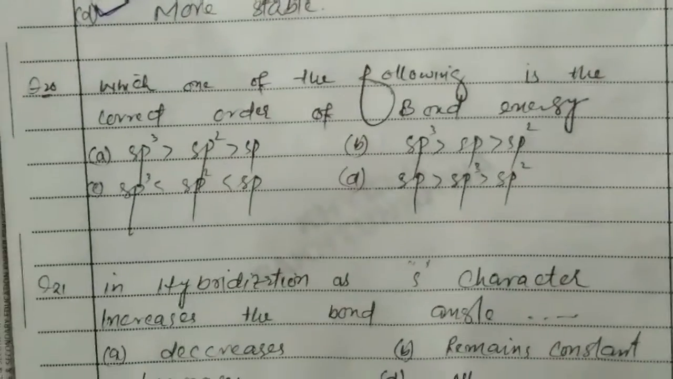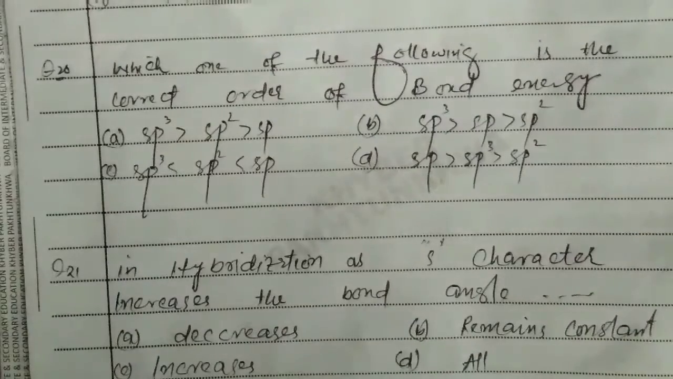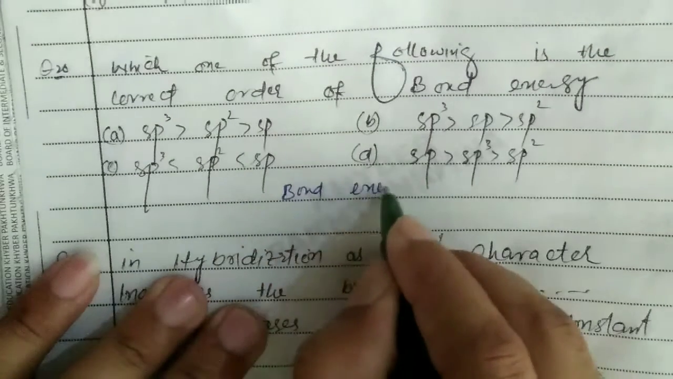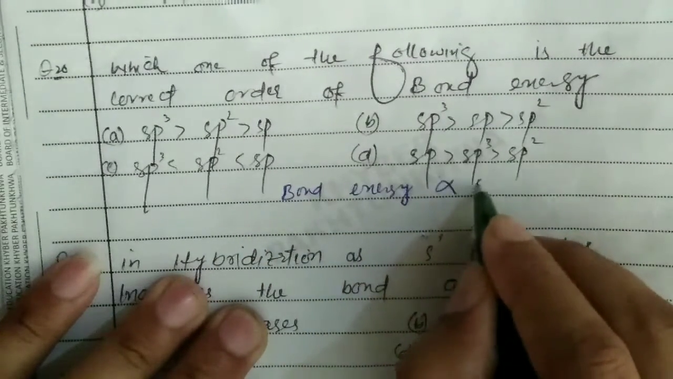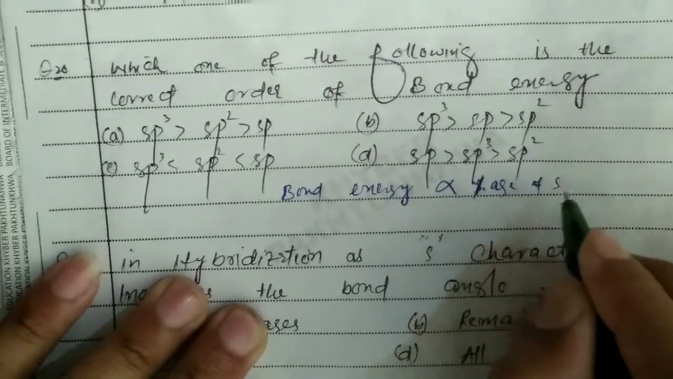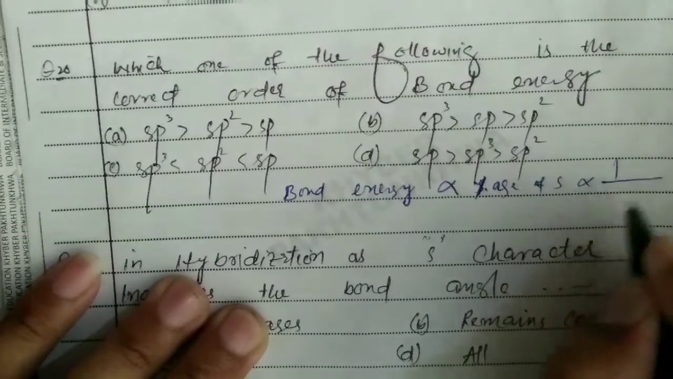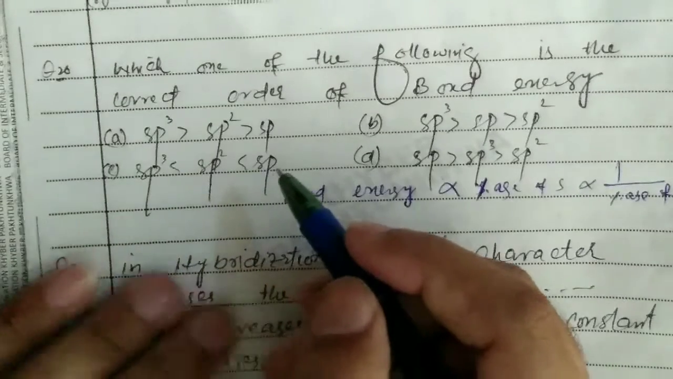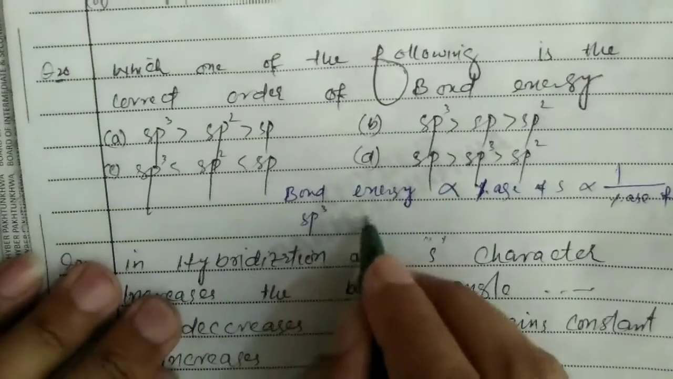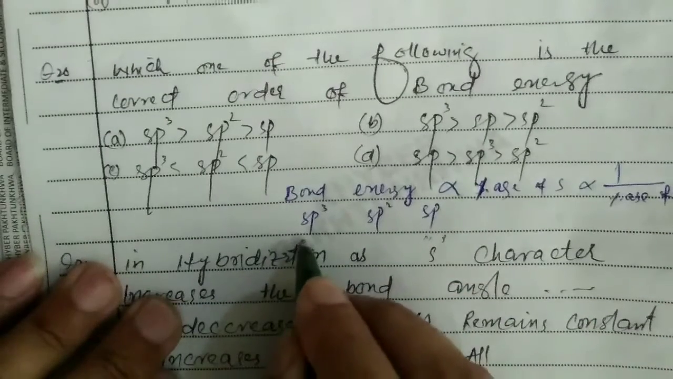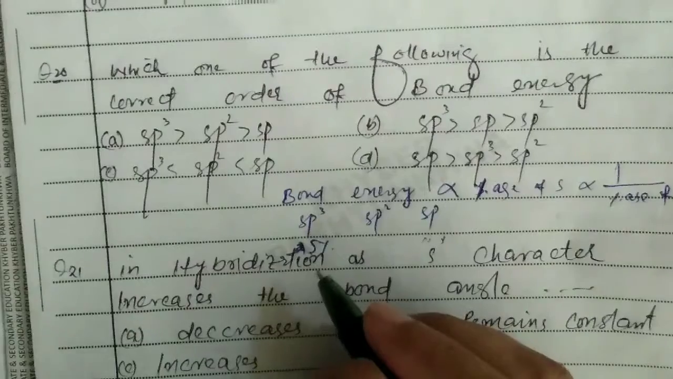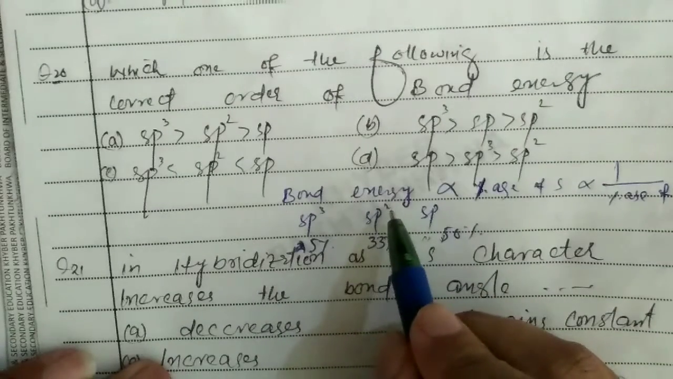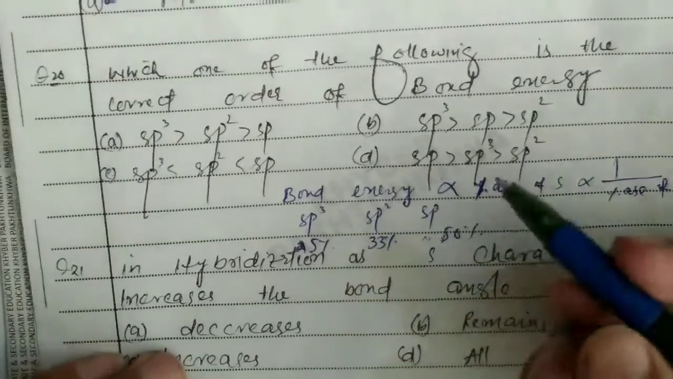Now consider MCQ number 20. Which one of the following is the correct order of bond energy? Now look here. Bond energy is directly proportional to the percentage of S orbital character, and which in turn is inversely proportional to the percentage of P character. Now consider sp3, sp2 and sp. Here the S character is 25%, here the S character is 33%, and here the S character is 50%. And I told you that bond energy is directly proportional to the percentage of S character.